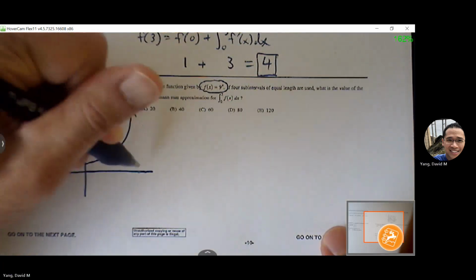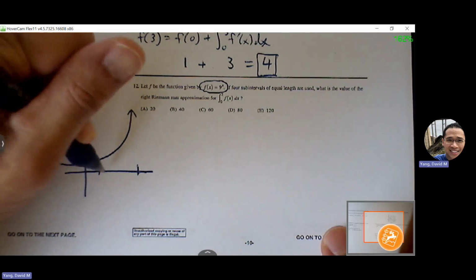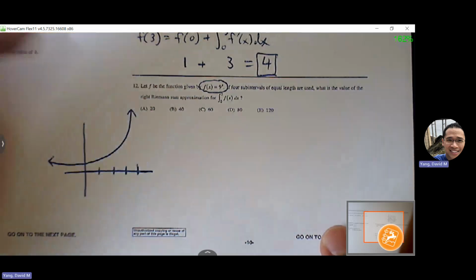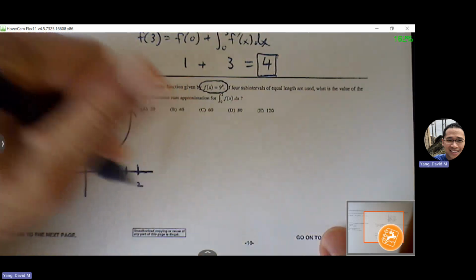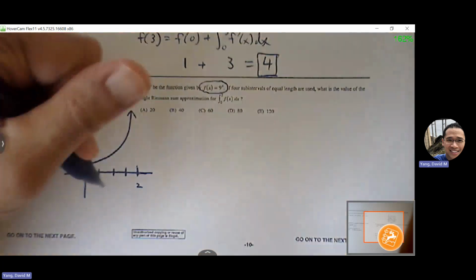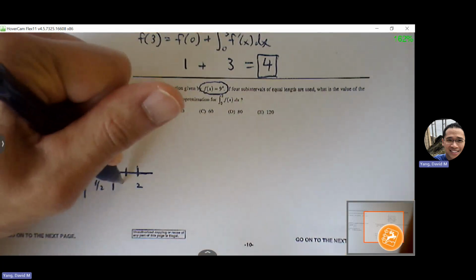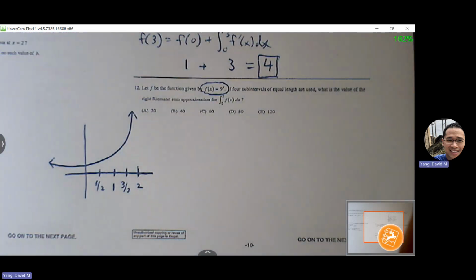But we do know we need 4 subintervals, right? So 1, 2, 3, 4. We want to end at 2, but we've got to split 2 up into 4 even parts. So every interval is going to be 1/2, right? So 1/2 plus 1/2 is 1, plus 1/2 is 1.5, plus 1/2 is 2.